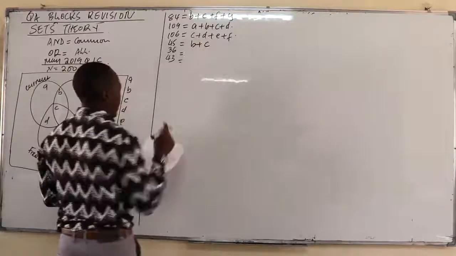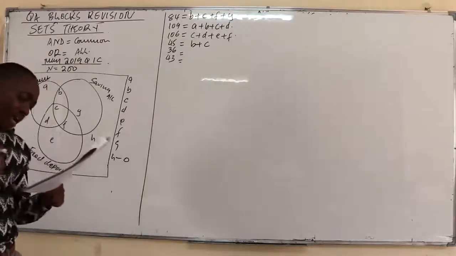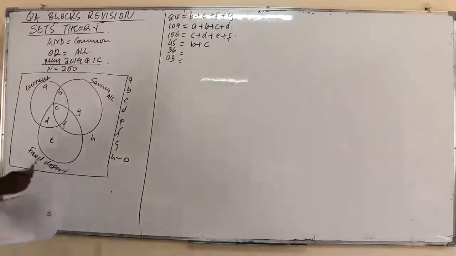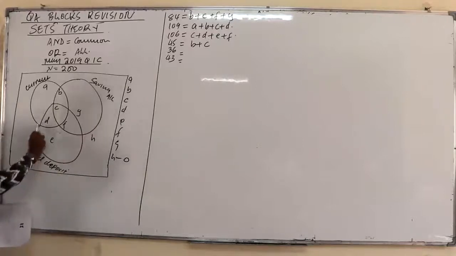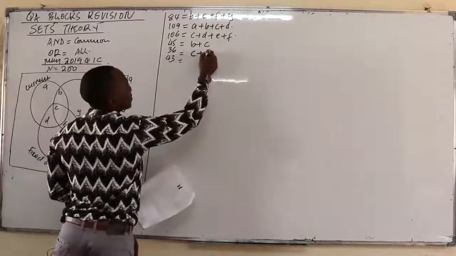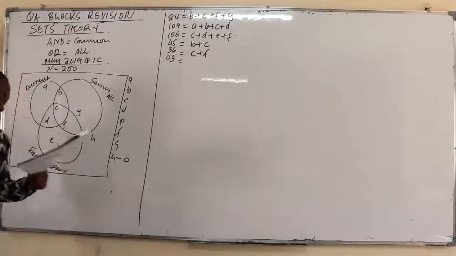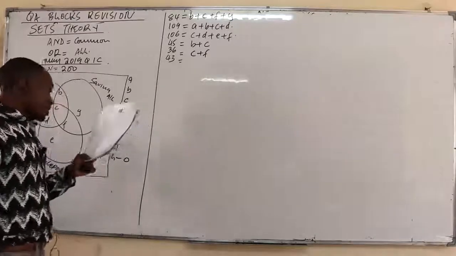B and C. Then 36 customers operate both savings and fixed deposit. Savings and fixed deposit, so we have C and F. So that's CF. Then lastly, 43 customers operate both fixed deposit and current.